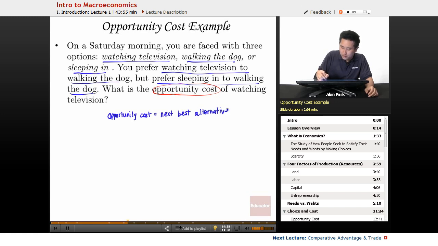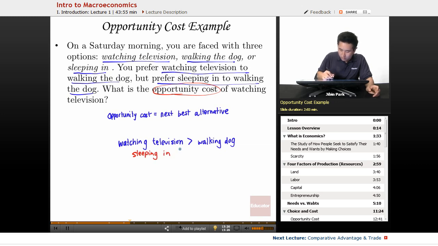So opportunity cost is what did you give up by making the choice of, in this case, watching television. So let's take a look where watching television fits in here. So you prefer watching television to walking the dog. But you prefer sleeping in to walking the dog. So if you choose to watch television, what is the opportunity cost?